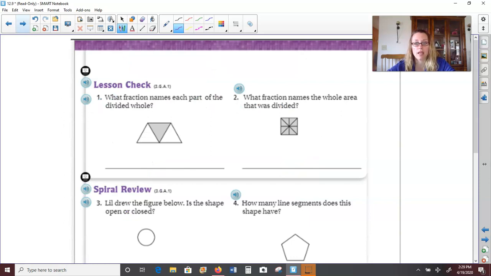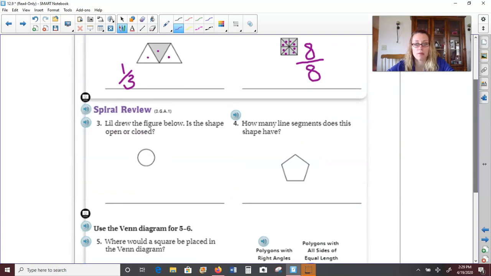Over to the next page, our lesson check. What fraction names each part of the divided whole? Well, since there are 3 total parts in this whole trapezoid, each part represents 1/3. And then number 2, what fraction names the whole area that was divided? Well, let's see. There's 1, 2, 3, 4, 5, 6, 7, 8 total parts. And if we want the whole thing, we would say as a fraction 8/8.